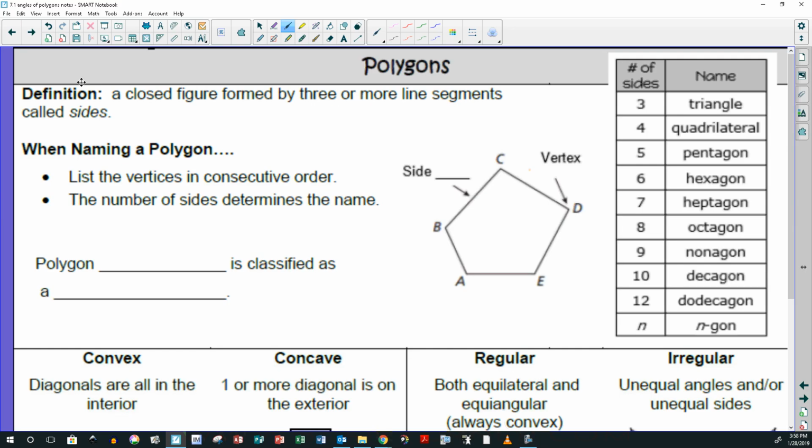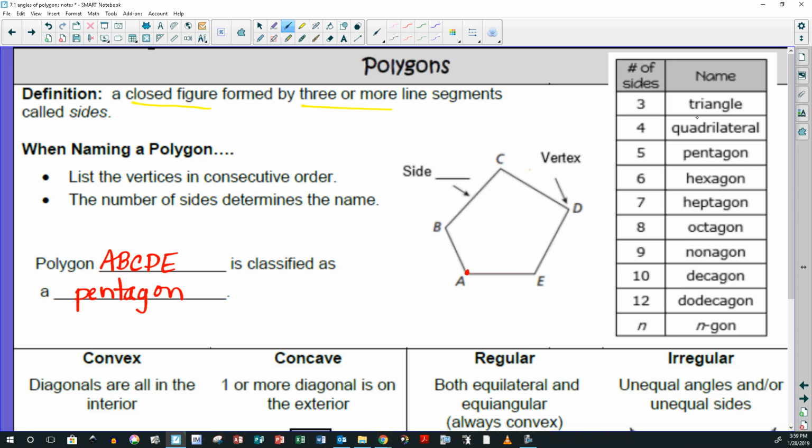So to start with, let's make sure we're clear on our definitions. The definition of a polygon: it has to be a closed figure, and there has to be 3 or more sides. All right. When you're naming it, make sure you're listing your vertices in consecutive order. So it doesn't matter where you start. Just make sure you go either clockwise or counterclockwise. Don't bounce around. So don't go B, D, C, E, A, or something like that. Make sure you find a point and you go around. So this would be A, B, C, D, E. And since there are 5 corners, that means there are 5 sides. So that would classify this as a pentagon.